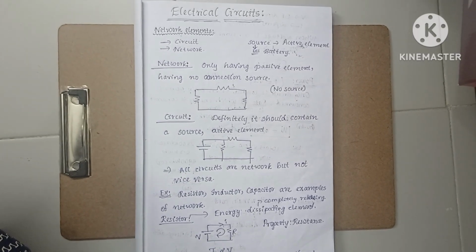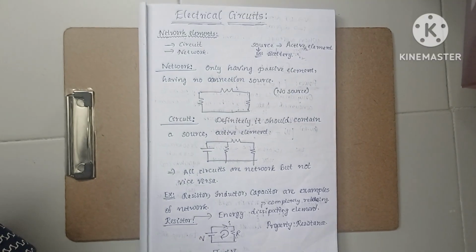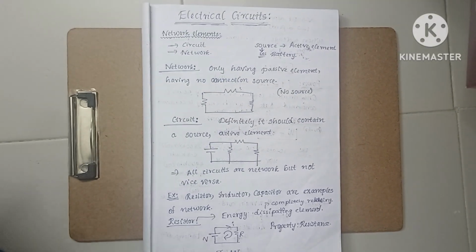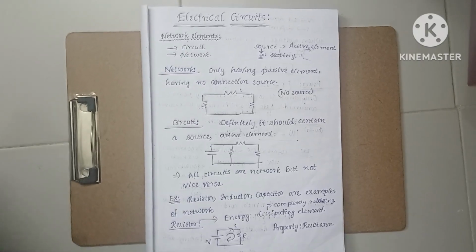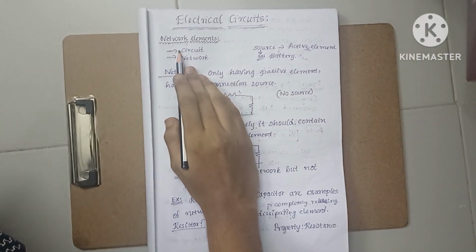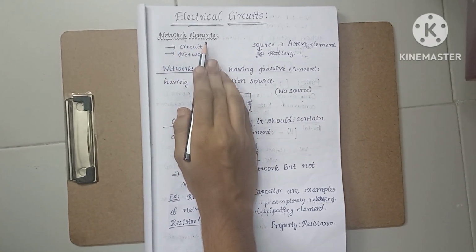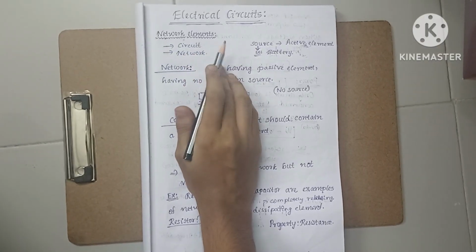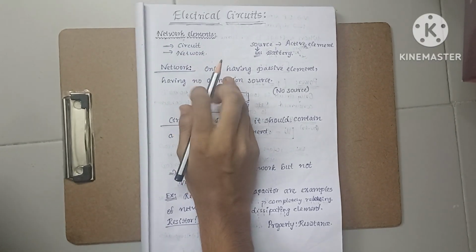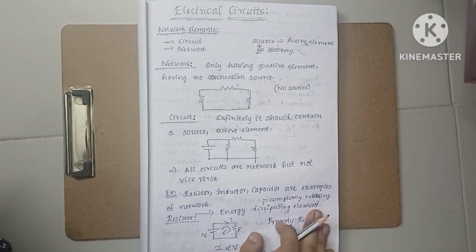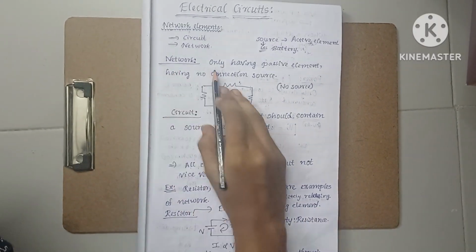And from now, I am going to start a BEE series. And in this video, we are going to learn about electrical circuits. So firstly, we have to know about network elements. Here you have two network elements, that is circuit and network. Now let us come to know what is meant by a circuit and what is meant by a network.